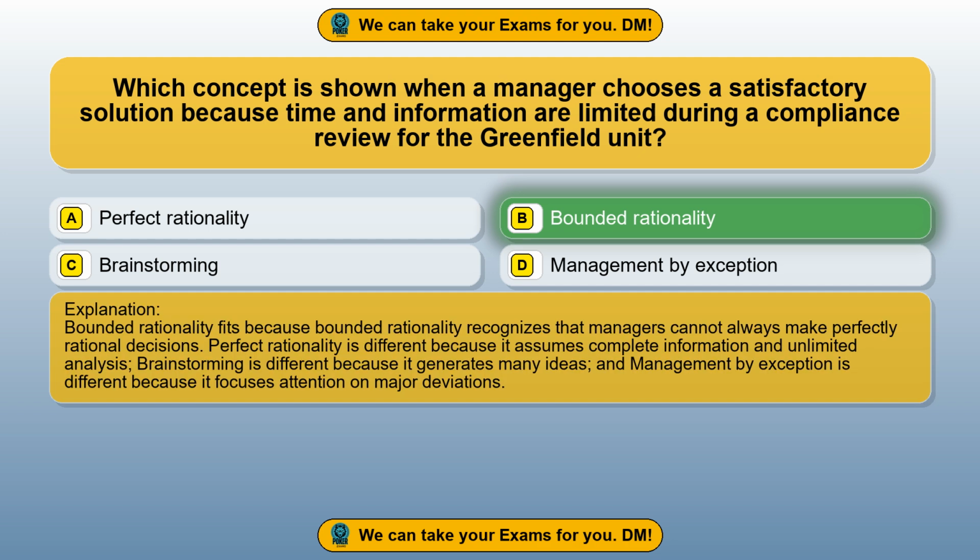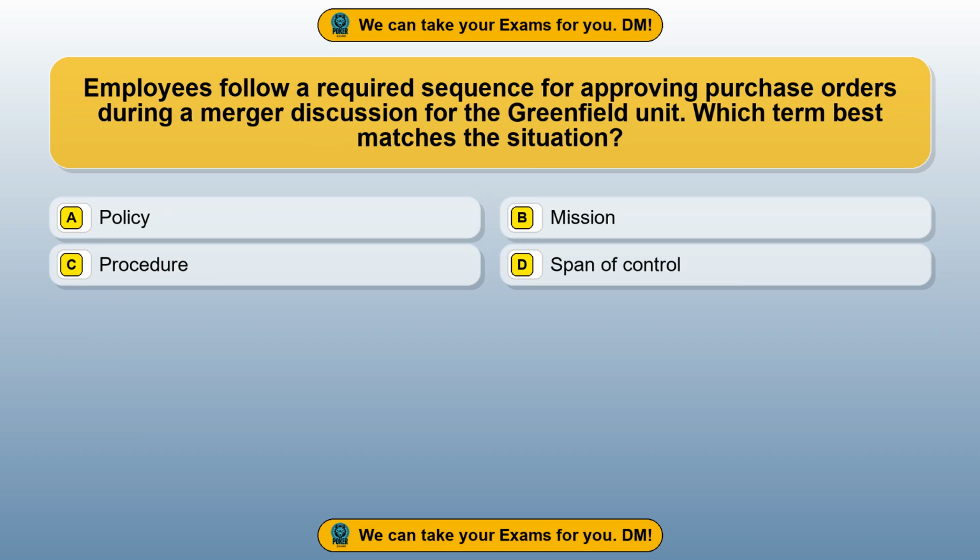Bounded rationality fits because bounded rationality recognizes that managers cannot always make perfectly rational decisions. Perfect rationality is different because it assumes complete information and unlimited analysis. Brainstorming is different because it generates many ideas, and management by exception is different because it focuses attention on major deviations. Question 52. Employees follow a required sequence for approving purchase orders during a merger discussion for the Greenfield unit.